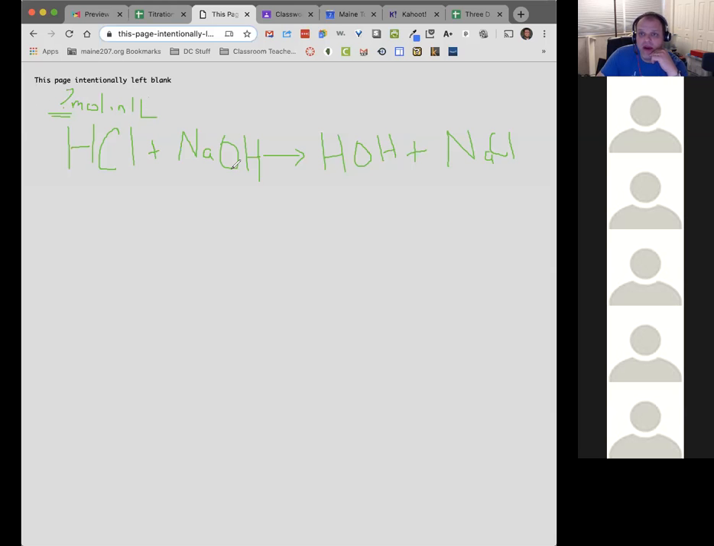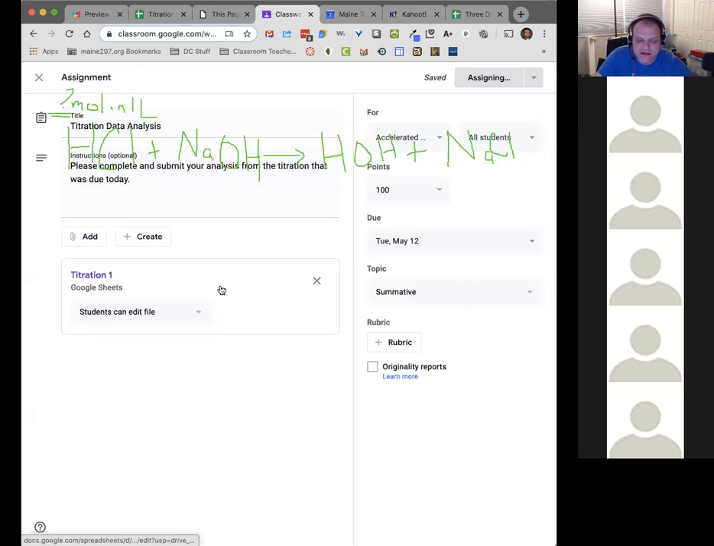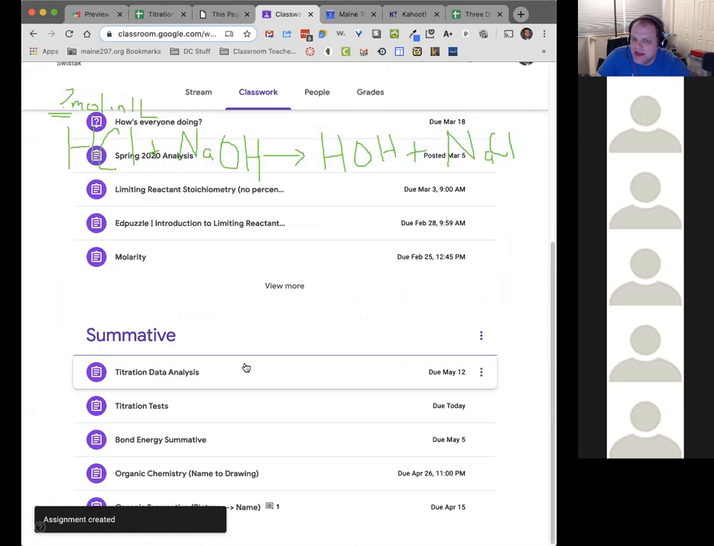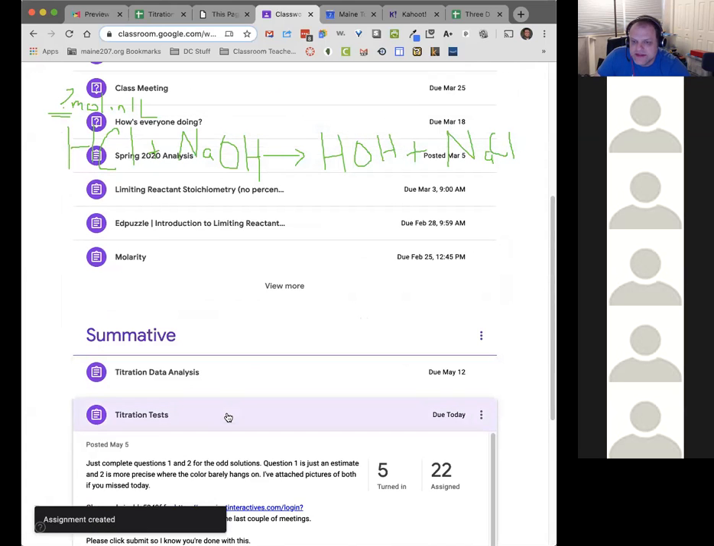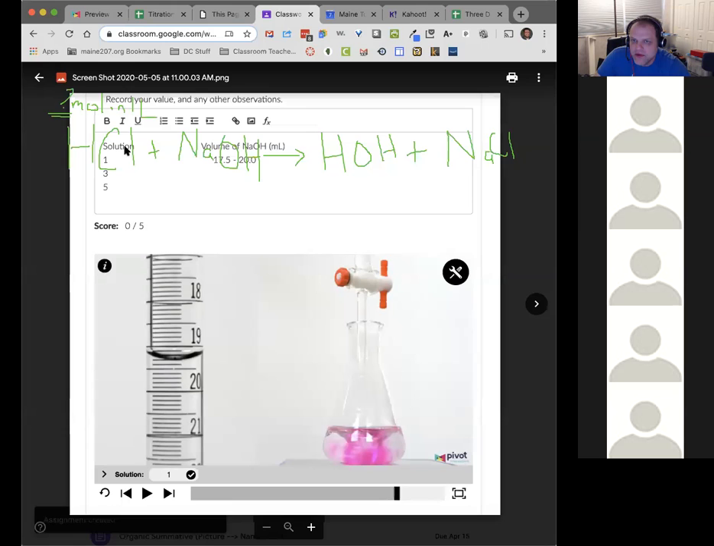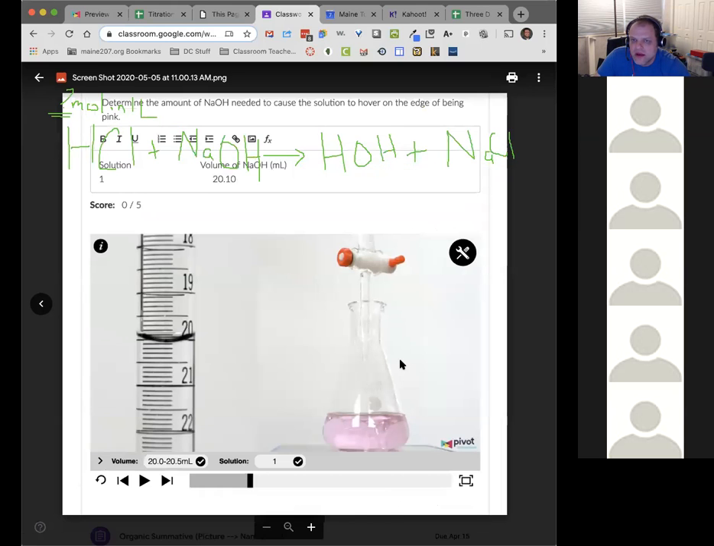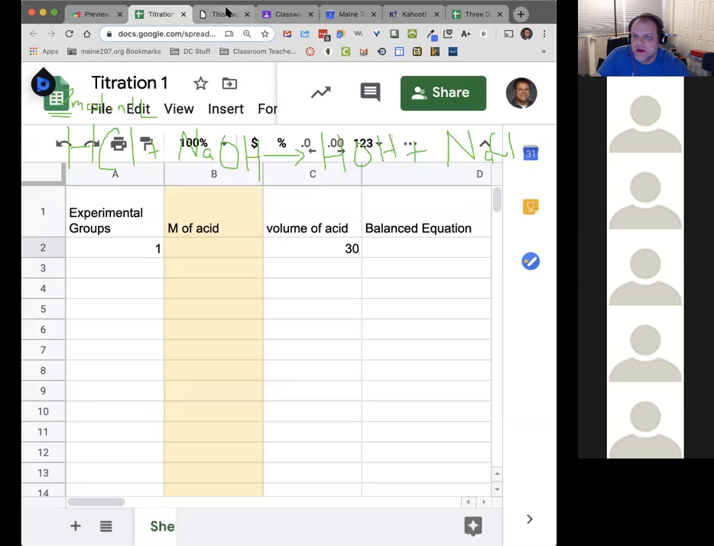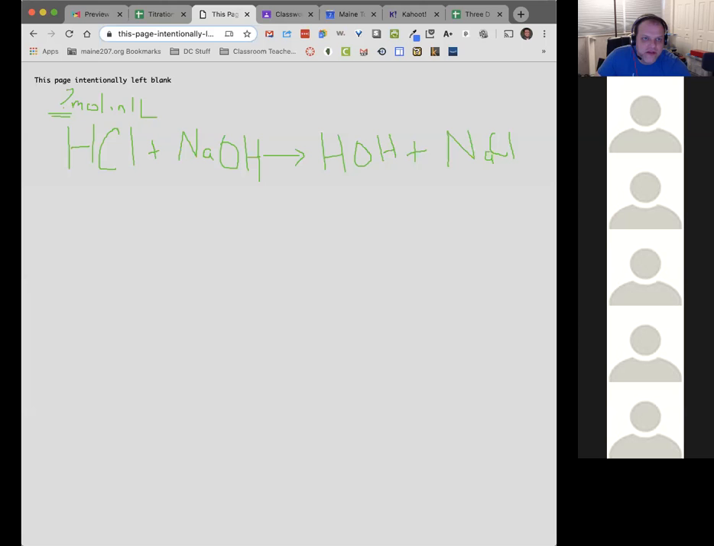But we do know the NaOH, and if I go back to these tests, I remember that my screenshot showed me that we used 20.1 milliliters of the NaOH. So we used 20.1 milliliters of this.